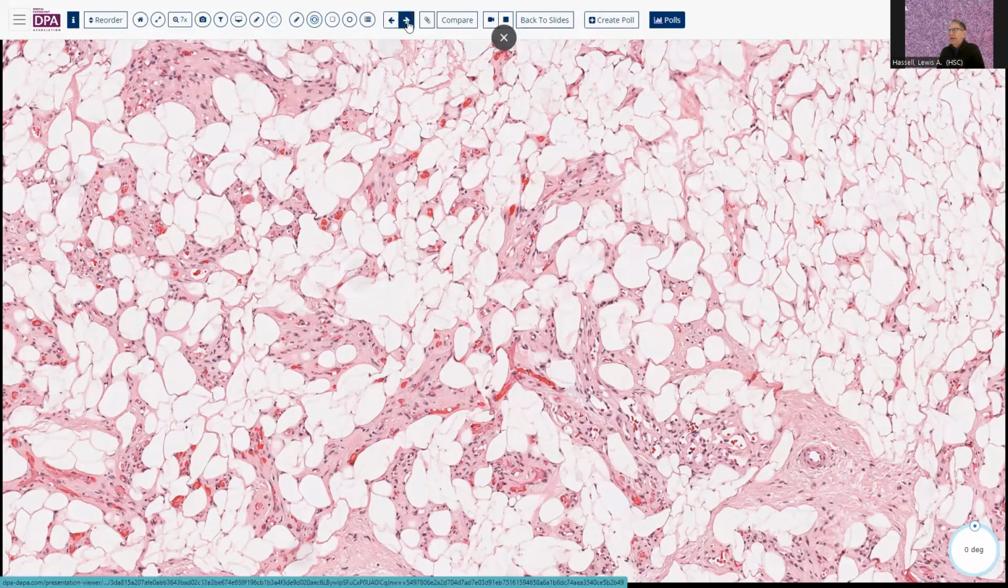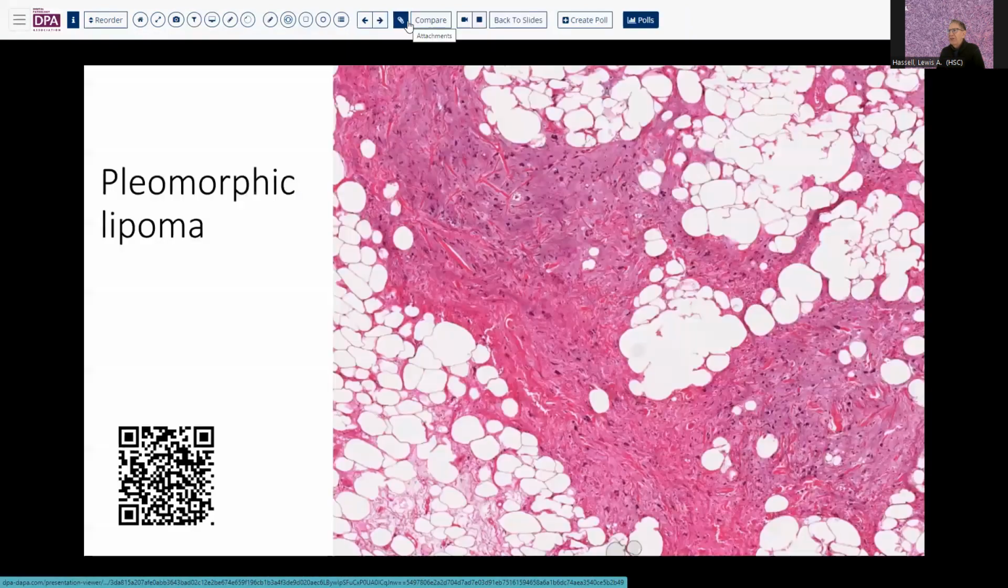So let's go on. I believe I've exhausted my list of cases on that subject and talk about another of the benign entities in this group, and that is the pleomorphic lipoma. Now here the name is important. We do not want to use the term atypical lipoma. This is a pleomorphic lipoma, not atypical lipoma. And that's an important distinction which we'll cover as we go through this.